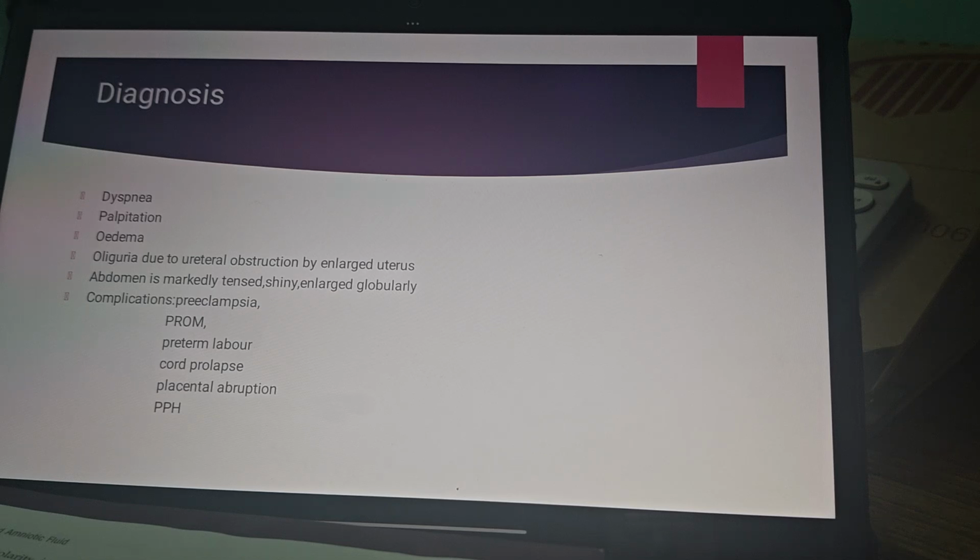So how will you diagnose this? When liquor is more in amount, the uterine size increases and the patient can present with certain symptoms like dyspnea, palpitation, edema due to vascular stasis, oliguria due to ureteral obstruction by the enlarged uterus. So in the mother, oliguria can occur. The abdomen is markedly tensed, shiny, enlarged globularly, and complications such as preeclampsia, premature rupture of membrane, preterm labor, cord prolapse, placental abruption, and postpartum hemorrhage can occur.